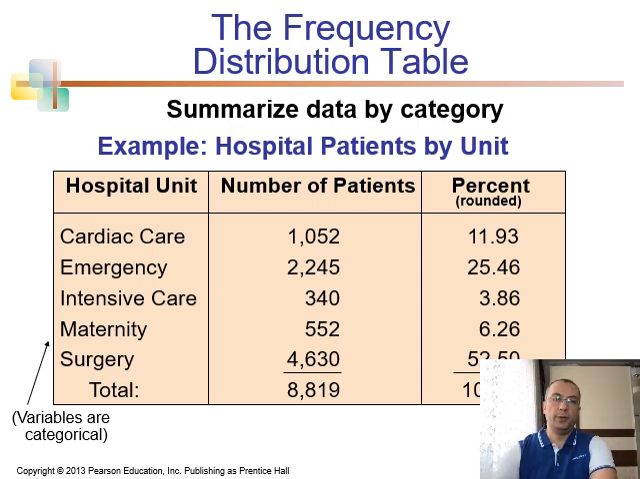As you see, the number of patients from surgery is 4,630, and we have cardiac care, emergency, intensive care, and maternity. And this is a total number. If you divide each number of patients by the total, you will get a percentage. So for example, 1052 divided by 8819, you get 11.93%. So we calculate those percentages.